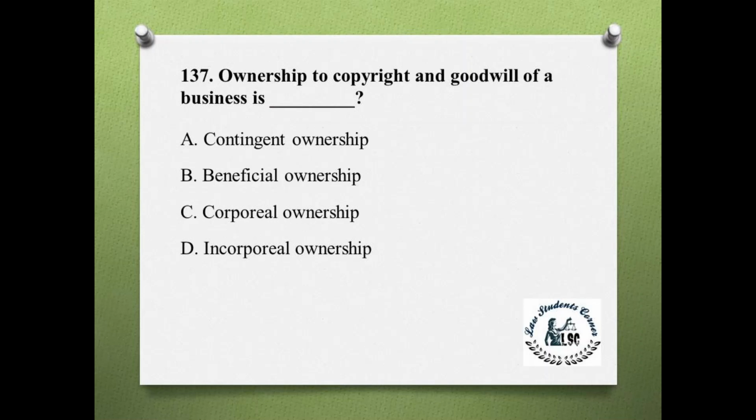Question number 137. Ownership of copyright and goodwill of a business is dash. Option A, contingent ownership. Option B, beneficial ownership. Option C, corporeal ownership. Option D, incorporeal ownership. Correct answer is option D, incorporeal ownership.